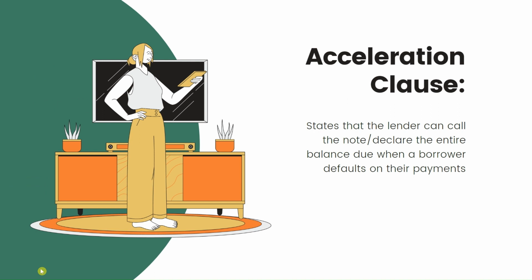Acceleration clause. Think of the word accelerate, all right? So we're speeding things up. In the loan document, in the mortgage document, the lender will stipulate that if a borrower should default on the loan, the entire loan is due immediately. Okay? If the borrower should default on the loan, the entire debt is due immediately. That is your acceleration clause.